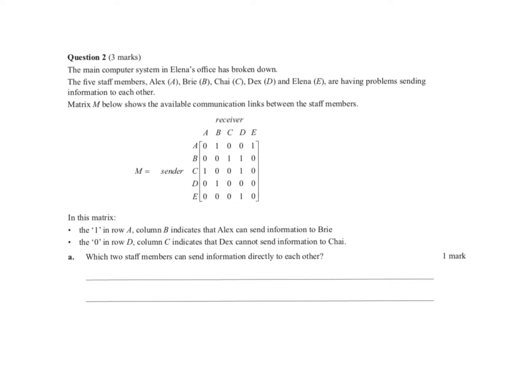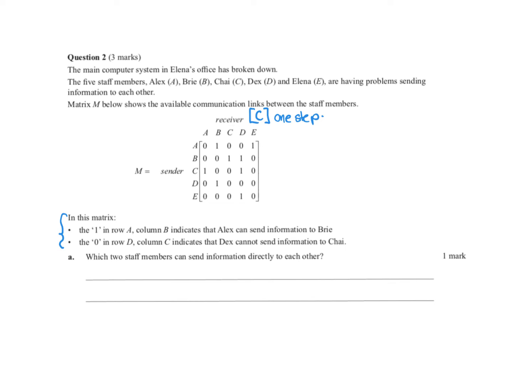Okay, so the main computer system in Elena's office has broken down. 5 staff members, A, B, C, D, and E, are having problems sending information to each other. The matrix below shows the communication links between the staff. So when they just say communication, that's a plain 1 step, yeah? So we've got 1 step being given to us. And once again, they're just explaining what 1 step means: a 1 means they can communicate with each other, 0 means they can't.